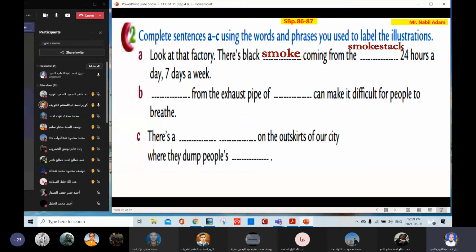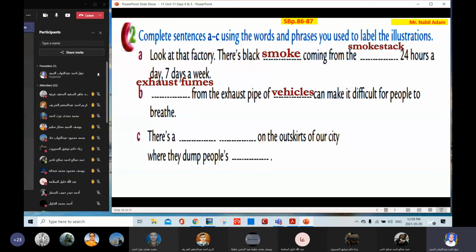So they are talking about picture B here, the exhaust fumes that come from the car make it difficult to breathe because of the pollution. Thank you. Let's see Ziad Hatem. C. There is a landfill site on the outskirts of our city where they dump people's waste. Very good. Dump means get rid of waste. Very good, Ziad.